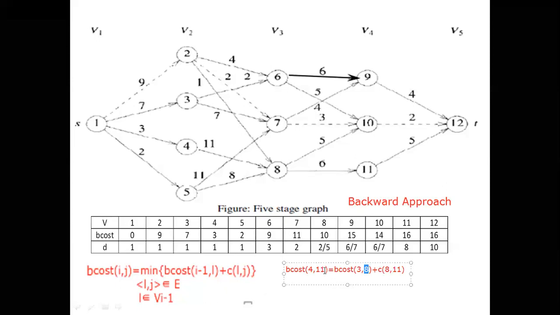Because here it is finding for 11. 11 is in which stage? 4. And what is the L value you are going to get? Here it is 8. 8 should come in its previous stage. That is why V of I minus 1. I hope it's clear with this formula.